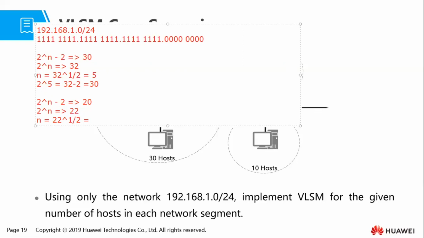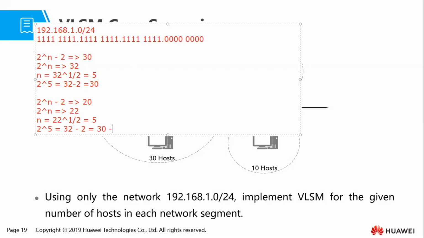So what will that give us? I think it will still give us 5. Yes, it will give us 5, because if we do 2 raised to power 4, it will be 16. So 2 raised to power 5 is 32. In this particular case, our n will be 5. So 2 raised to power 5 is going to give us 32, and 32 minus 2 is going to give us 30.